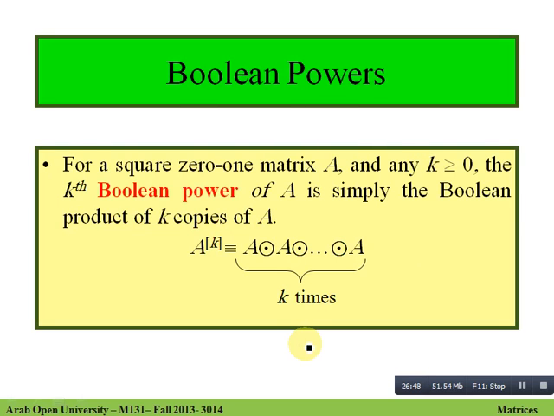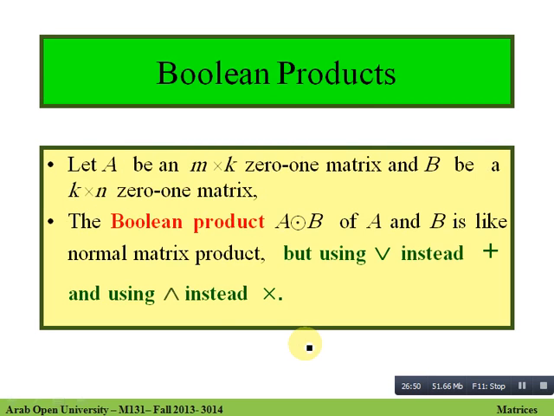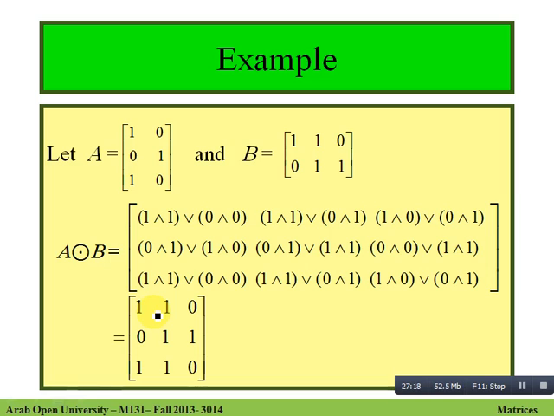Finally, we have the Boolean product of 0 1 matrices. Here in the Boolean product, the same condition applies as we have seen for the product of two matrices: the number of columns of the first matrix should be equal to the number of rows of the second matrix. Then you can multiply. While multiplying, for the addition you have to use or, and for the multiplication you have to use and.